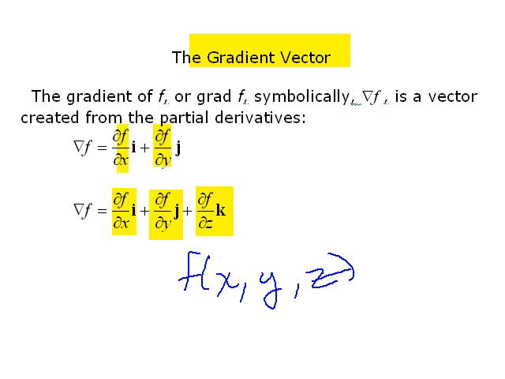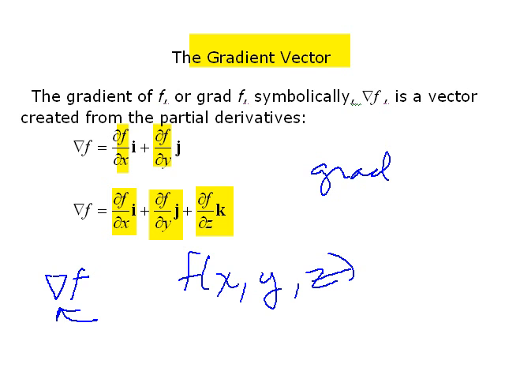This is a vector, and it is denoted by this upside down triangle. Sometimes called nabla, that's the gradient. That means gradient vector. Sometimes it's written out like that.